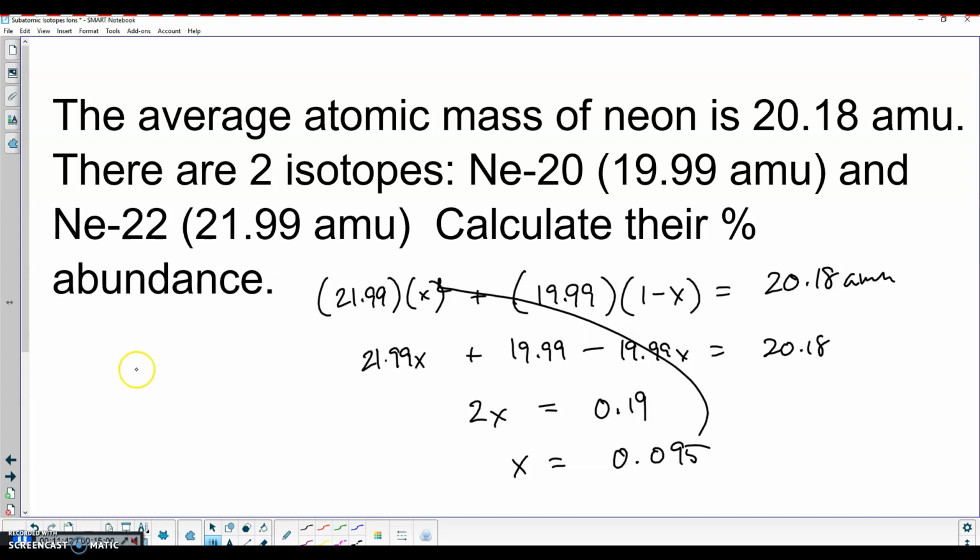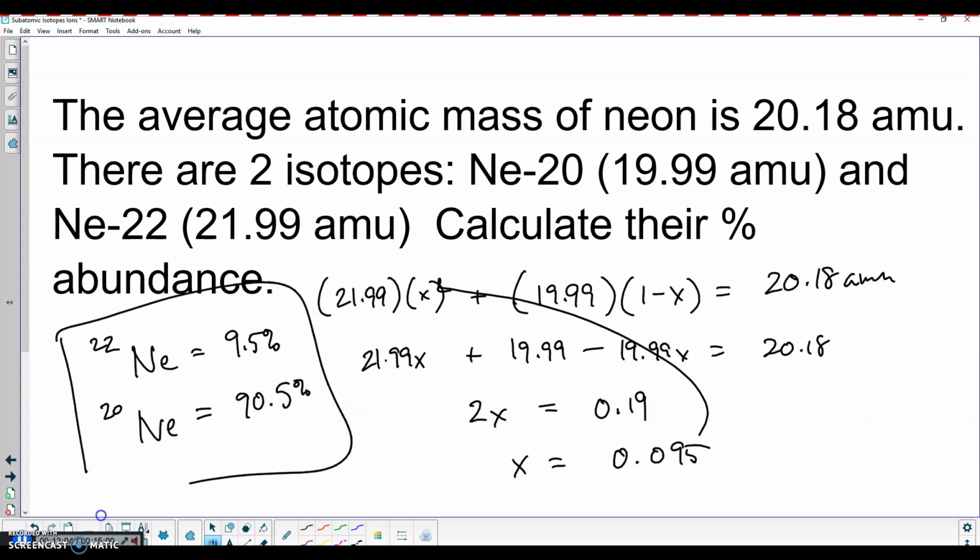And so neon 22, if I move the decimal over 2 places to the right, it's going to be 9.5% neon 22. That tells me neon 20, if I take 100 minus 9.5, that's going to give me 90.5% is neon 20. Does this answer make number sense? Yep, because if you look at it, almost 91% are neon 20. Yeah, that number is going to be really close to 20.